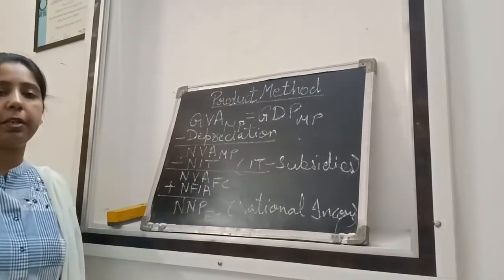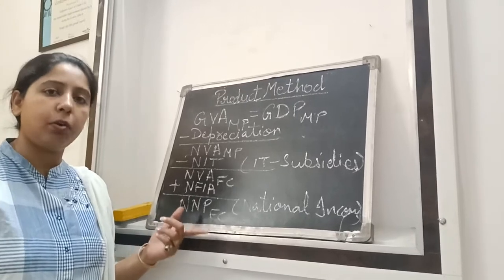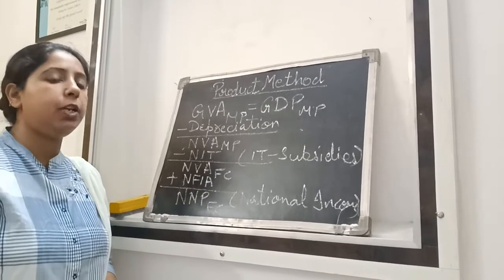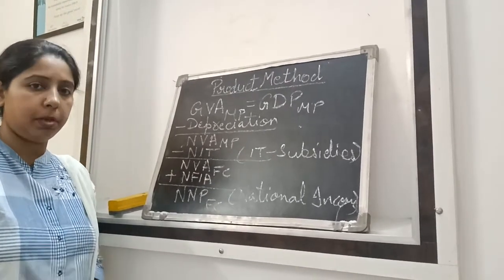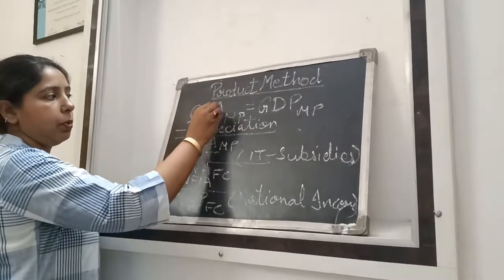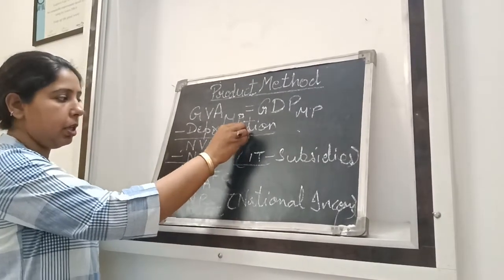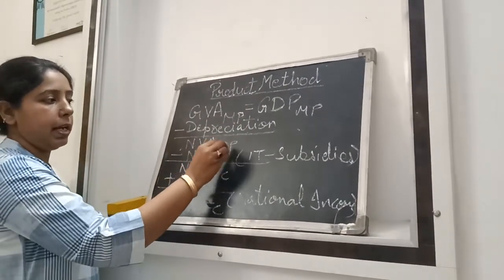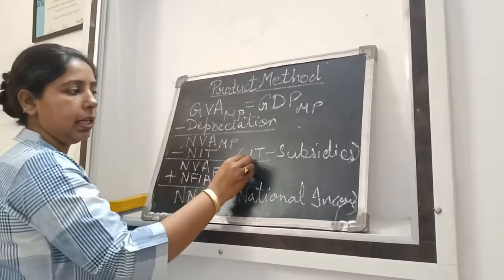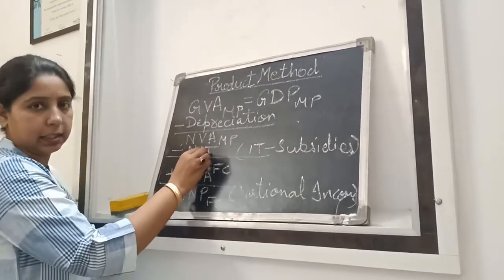So again we are summarizing. In this we started with the value of output, sales plus change in stock. Second is value added, value of output minus intermediate consumption. Value added is also known as gross value added at market price. Then we deducted depreciation, we get net value added at market price. Then we deducted net indirect taxes. Indirect taxes minus subsidies is net indirect taxes.